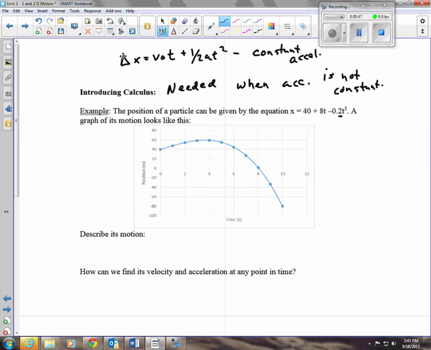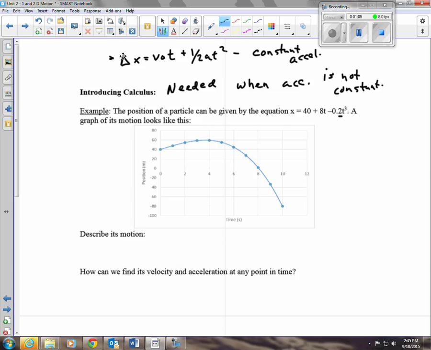Okay, so here's an example. If I have this x equals 40 plus 8t minus 0.2t cubed, it doesn't follow this format here. The t isn't squared, it's cubed, so it's not going to be a constant acceleration problem. I can't use the equations I've been using.